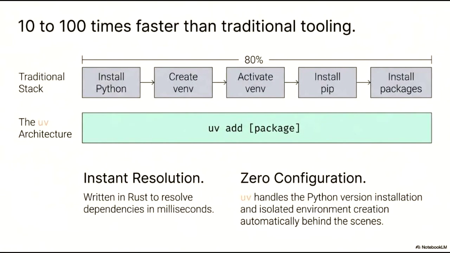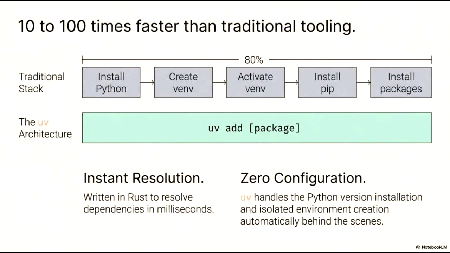When comparing the UV architecture to the traditional Python stack, the leap in efficiency is significant. In a conventional workflow, developers must manually manage a sequence of tasks: installing Python, creating and activating virtual environments, and setting up pip. These initial steps represent 80% of the setup effort before package installation even begins. The UV architecture collapses this entire process into a single command: uv add package. This makes the workflow 10 to 100 times faster than traditional tooling.